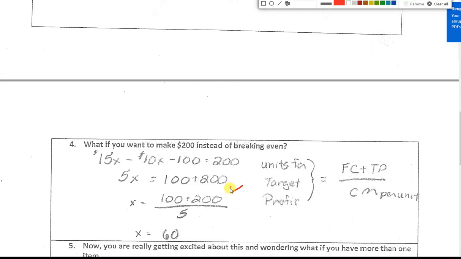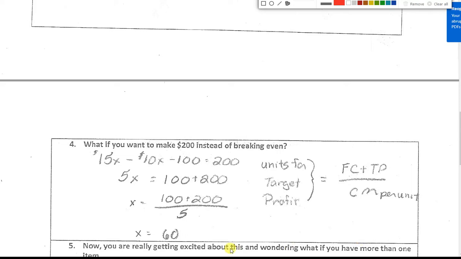Okay? So I want you to look at this one, though. Right there. Now we can get another formula that's a shortcut, and that is units for target profit is fixed cost plus target profit divided by contribution margin per unit. I could also do revenue for target profit, and it would simply be dividing it by contribution margin percent. Fixed cost plus target profit divided by contribution margin per unit gets units sold, 60. Fixed cost plus target profit divided by contribution margin percent will give you revenue.